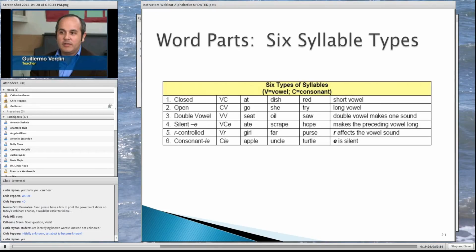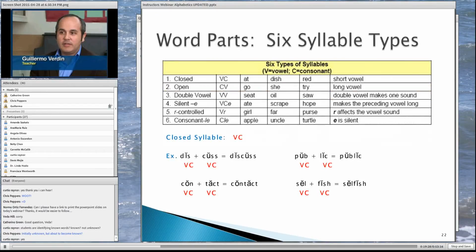Let's begin with the 6 syllable types. The first syllable type is the closed syllable. As you can see, the closed syllable has one vowel, ends in a consonant or two, and the vowel sound is short. On this slide, you can see words that are made up of closed syllables. And I can tell you there are many, many more. Once you familiarize yourself with the closed syllable, you're going to start noticing that it's everywhere.